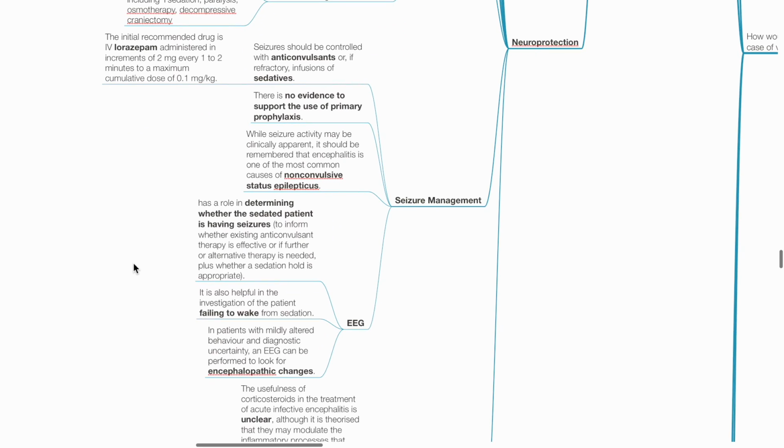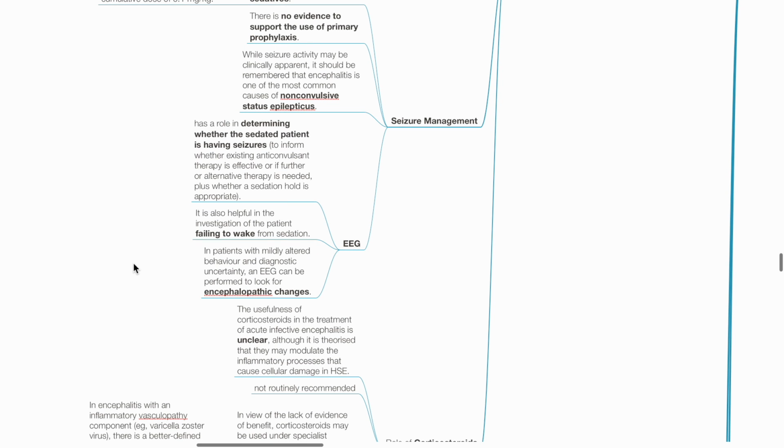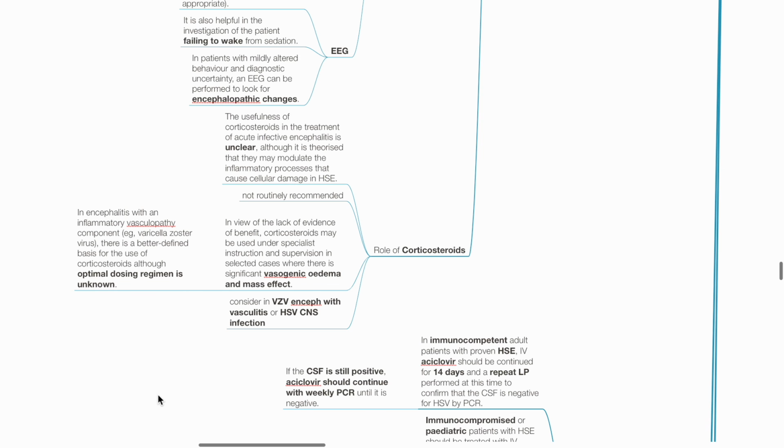EEG has a role in determining whether the sedated patient is having seizures. It is also helpful in the investigation of patients failing to wake from sedation and to look for encephalopathic changes. The usefulness of corticosteroids in the treatment of acute infective encephalitis is unclear. They may be beneficial in treatment of vasogenic edema and mass effect, considered in VZV encephalitis with vasculitis or HSV CNS infection. Optimal dose regimen is unknown.